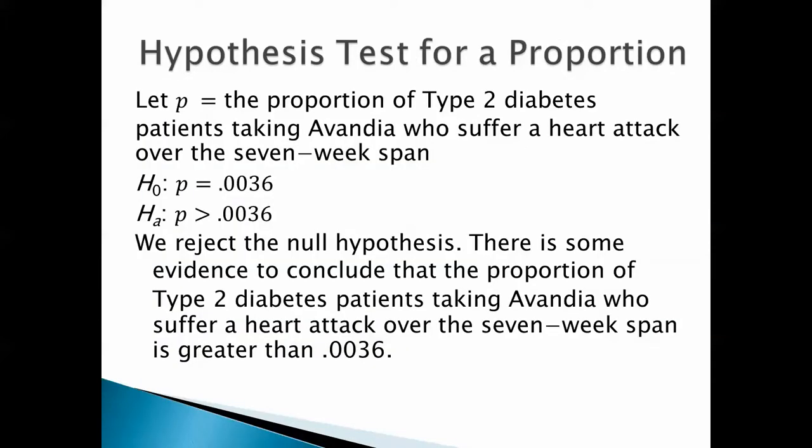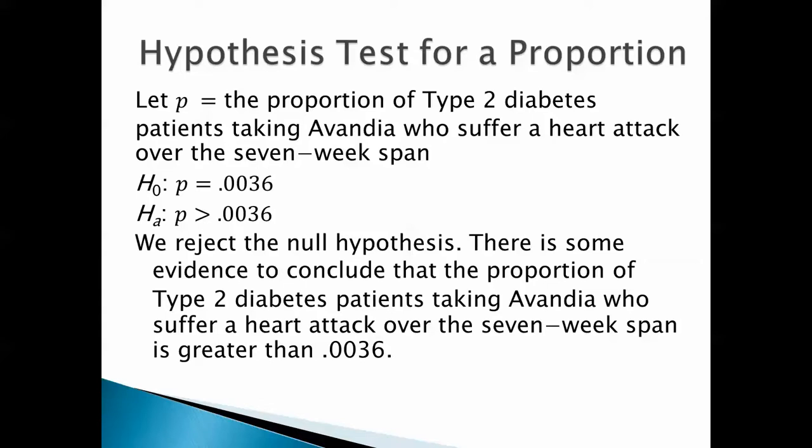Okay, there's the way we define P. There are our null and alternative hypotheses. We reject the null hypothesis. There is some evidence to conclude that the proportion of type 2 diabetes patients taking Avandia who suffer a heart attack over the 7-week span is greater than 0.0036.